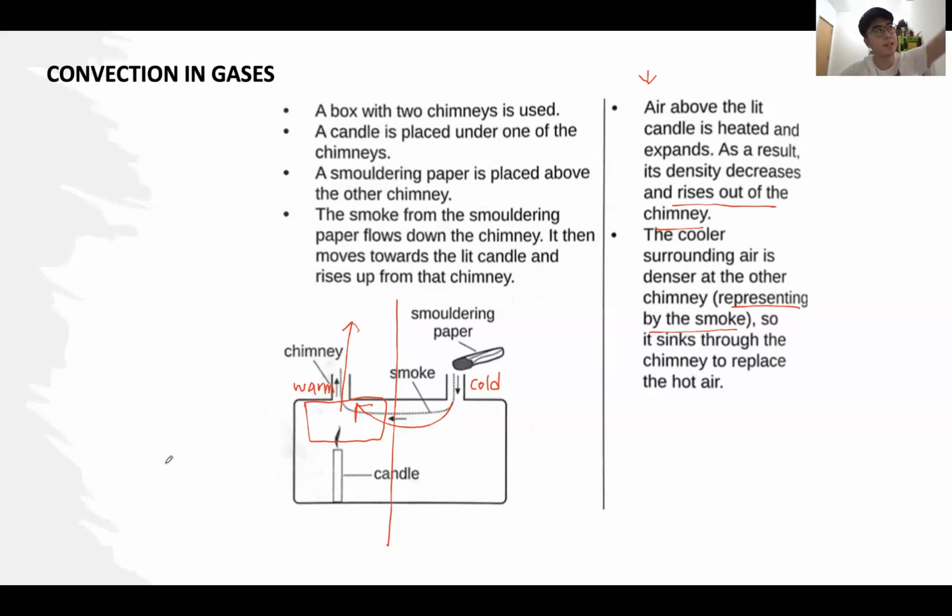First, the sunlight heats up the car through radiation, because radiation is through vacuum. We'll come to that later. So radiation heats up the car, and then the gases inside the car are heated up through convection. That is also another example of convection. Okay, next one.